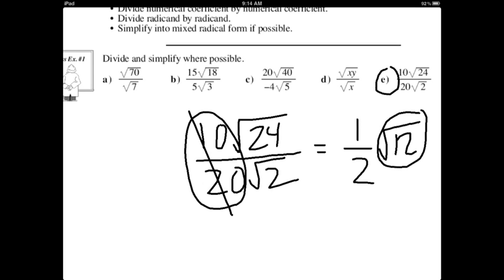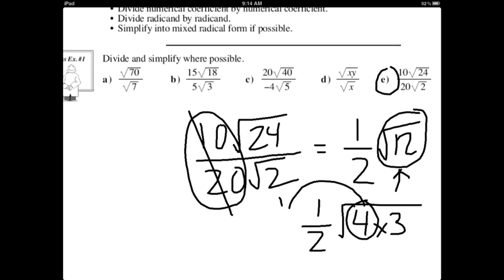Now 12, of course, can be reduced. So you're going to have 1/2, and on the inside of the root sign, you're going to have 4 times 3. 4 is a perfect square. This can be brought out, and it's going to multiply the outside by 2. So 2 times 1/2, that's just going to be 1. And on the inside, you're left with 3.